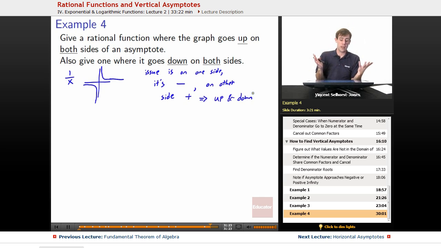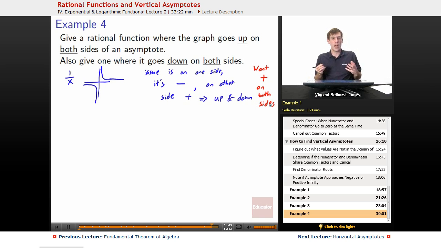Because on one side of the vertical asymptote, we're dividing by a negative number. On the other side of the vertical asymptote, we're dividing by a positive number. They're both very small numbers, but that negative versus positive causes this incredible difference in whether you go to negative infinity or positive infinity. So what we want is positive on both sides if we're going to go up on both sides.